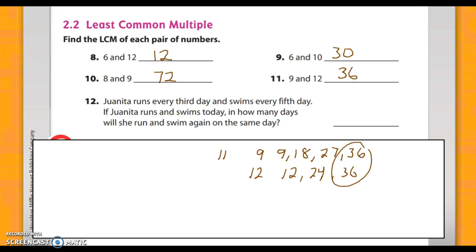All right. Juanita runs every third day and swims every fifth day. If Juanita runs and swims today, in how many days will she run and swim again on the same day? Well, like we just stated, since 3 and 5 don't share a factor, their LCM is just 3 times 5, which is 15. It's going to be 15 days from now.